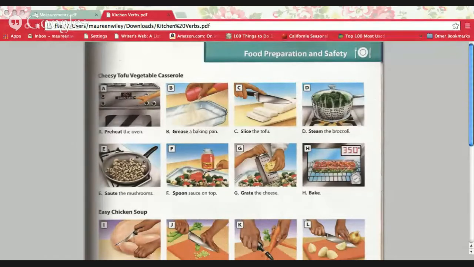So slice the tofu. And what are they using to slice the tofu, Amaury? Sorry, can you repeat? What are they using to slice the tofu?